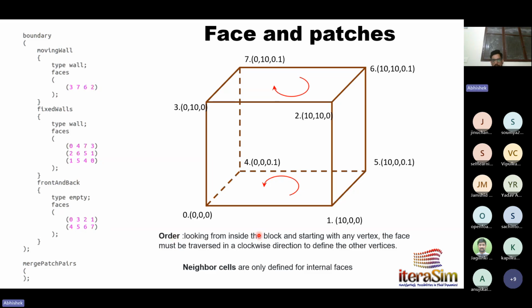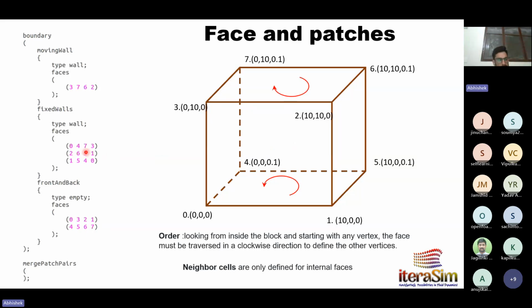And what is the rule? Looking from inside the block and starting with any vertex, the face must be traversed in a clockwise direction to define the other vertices. So you have to sit inside the block and see the direction of the sequence of the numbers, and they should look clockwise sitting from inside. For example, 0473. Let's say I'm sitting here. The clockwise should be the other way around actually. Yeah, so 0473 is anti-clockwise sitting from inside.